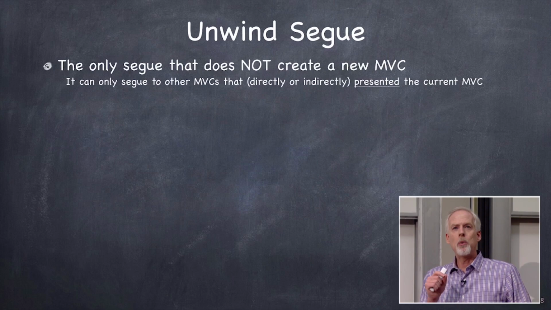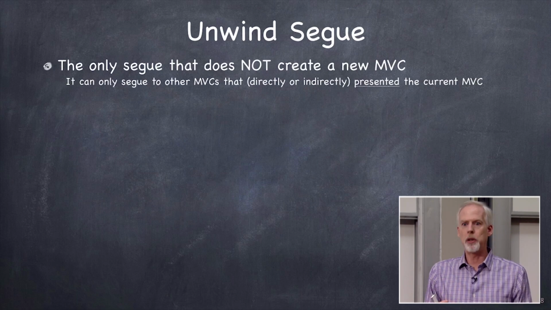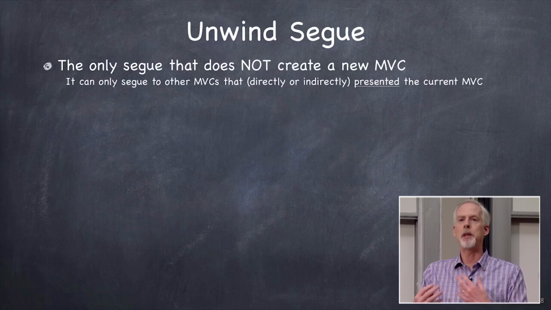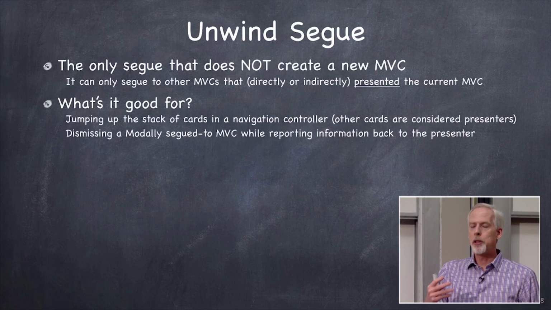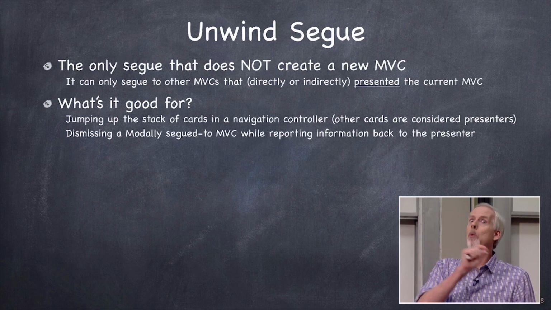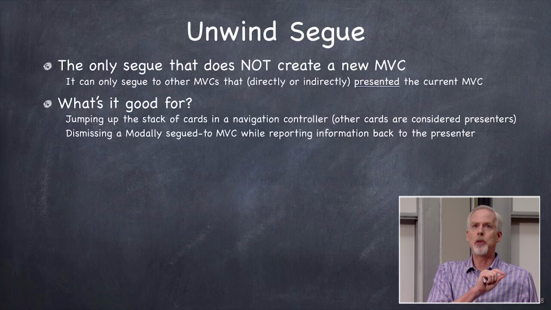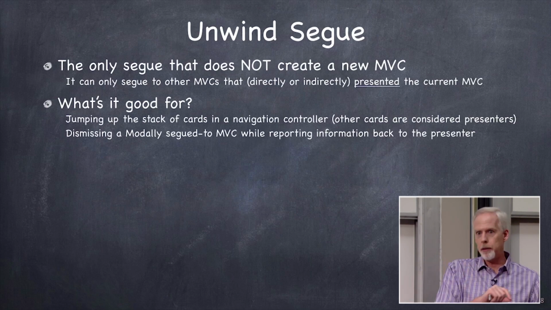And that's because where Unwind segues to is an existing view controller that presented the current view controller, or indirectly presented it by presenting some other view controller that presented this one. Okay? So what's this thing good for? Well, two things really. One, it's good for jumping back more than one step in a navigation controller. Okay? So you got a navigation controller, you've pushed a bunch of cards on the stack, now you want to go back 3 or 4 cards in one jump. Okay? This is good for that.